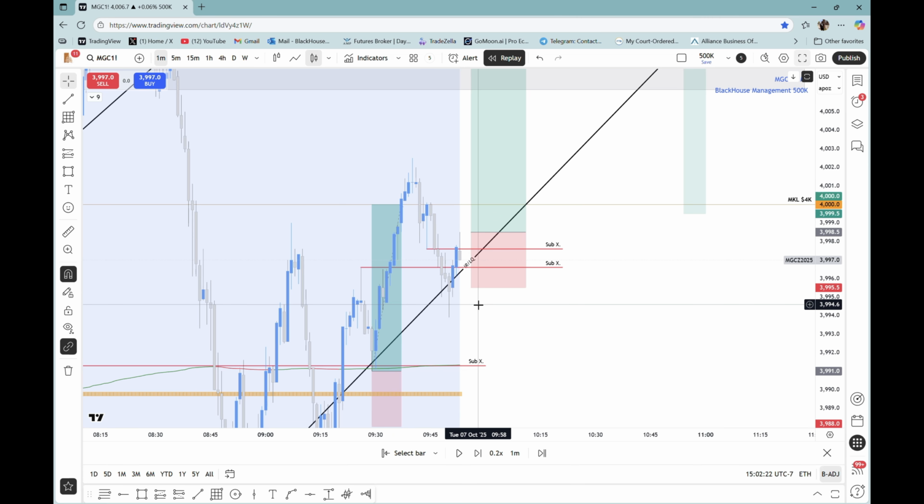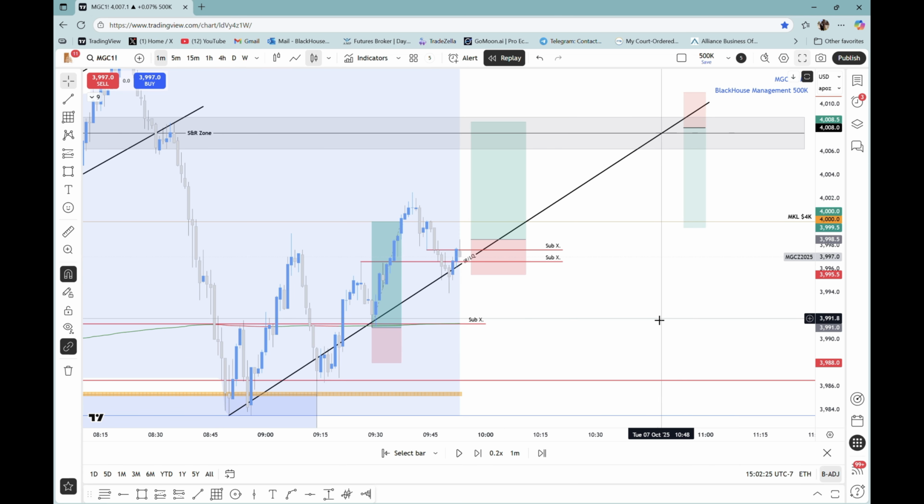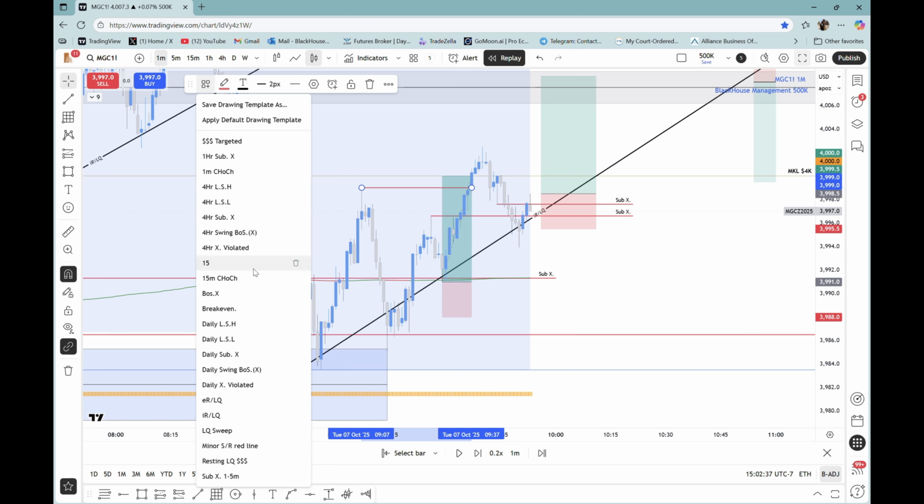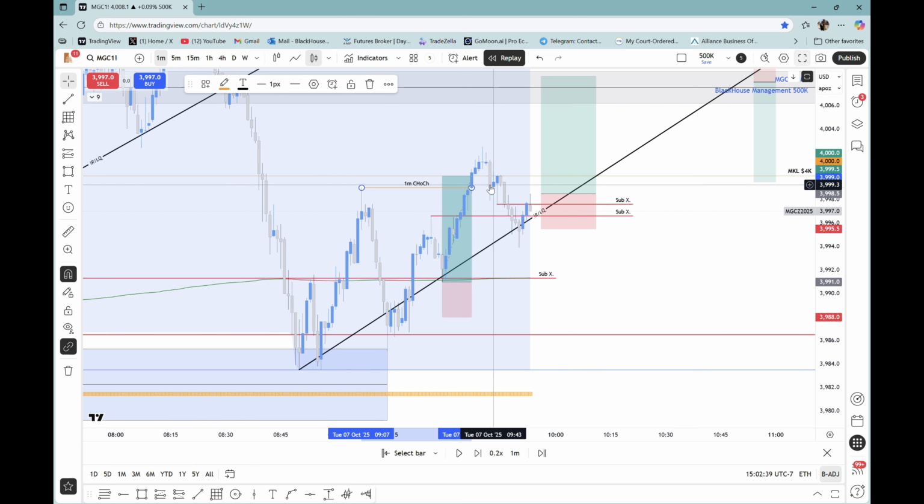Overall, buyers have the stronger hand. Why? We just broke this high on the 1 minute time frame. So this is the 1 minute change of character officially. That means buyers have now officially established the stronger hand. So we should still be looking long.